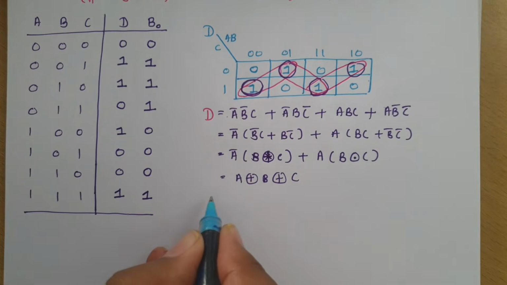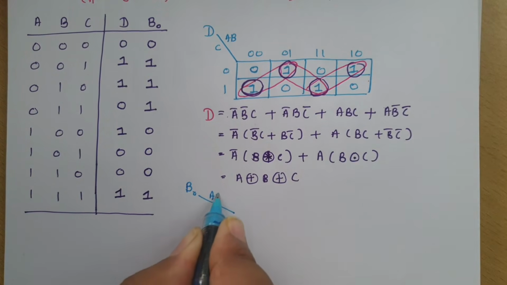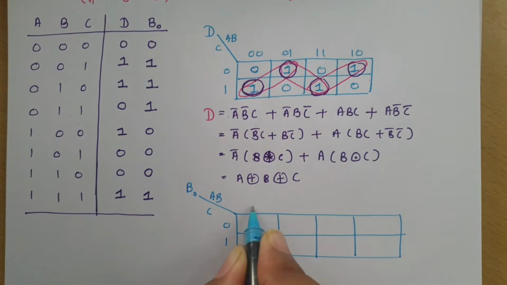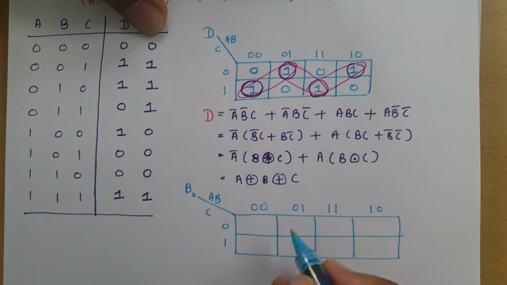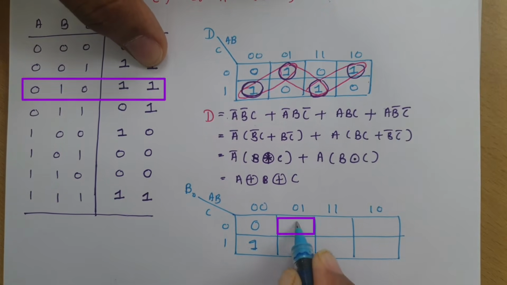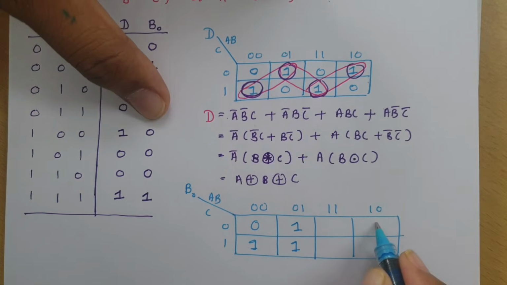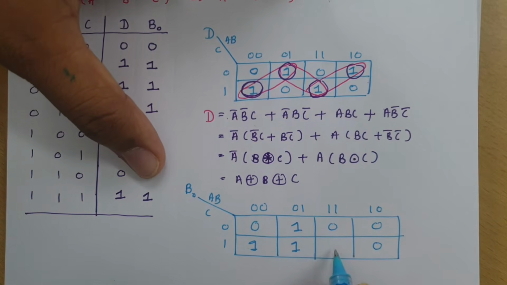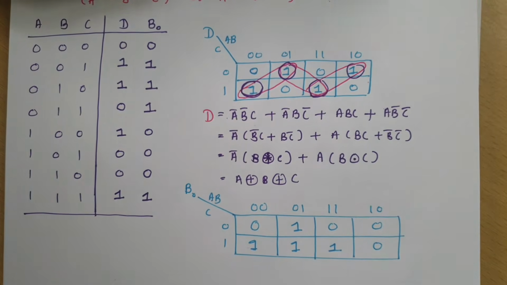So let us make the borrow K-map. Here AB is there and here C is there. So C is 0 1, AB is 0 0, 0 1, 1 1, 1 0. Now you see with 0 0 0 borrow is 0, 0 0 1 borrow is 1, 0 1 0 borrow is 1, 0 1 1 borrow is 1, 1 0 0 is 0, 1 0 1 is 0, 1 1 0 is 0, and 1 1 1, this is 1. So that is how borrow is there.